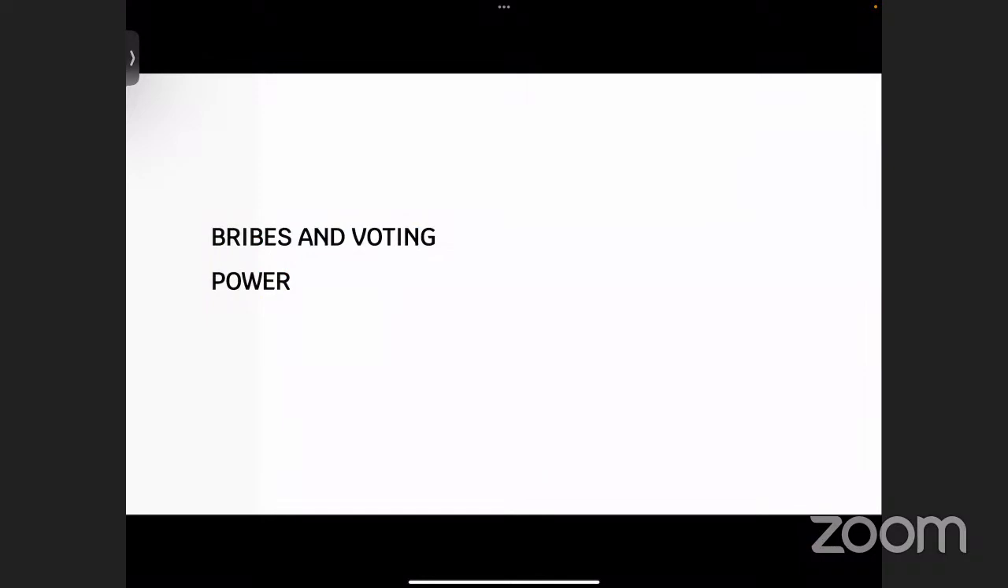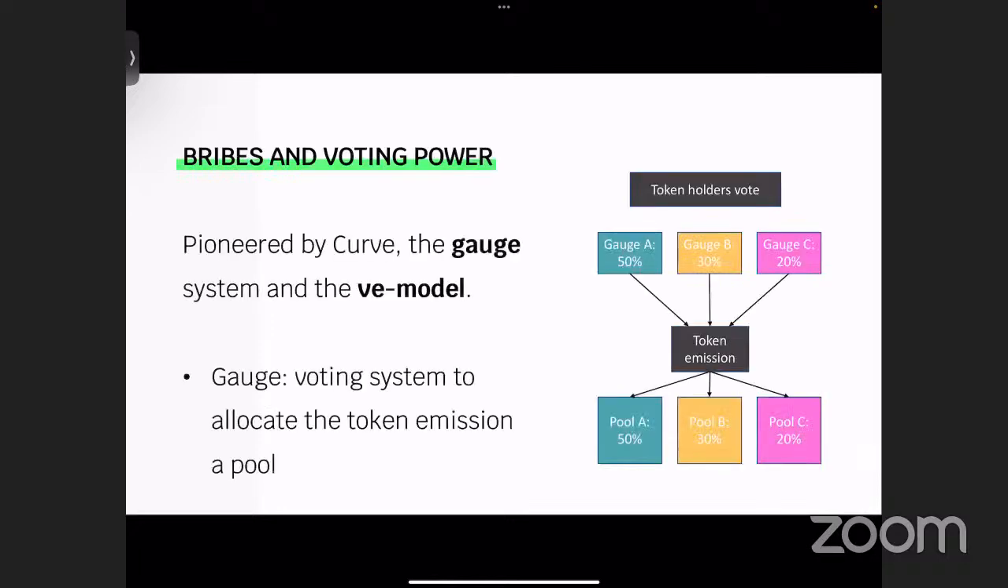Okay, this was an introduction, so everybody understands some of the vocabulary and the concept of farming. Now let's start discussing something more interesting, the bribes and the voting power. It has been pioneered by Curve. Curve invented two things, the gauge system and the VE model. So let's start first with the gauge.